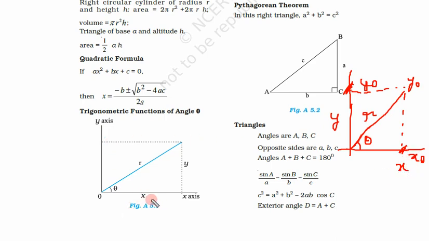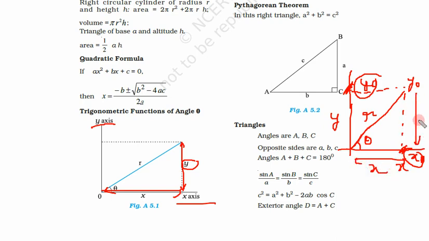Here they have shown it by x and y. So they have written y axis and x axis and they have shown this length as y and this length as x. So same thing I have written with y0 and x0. This length is x0, this length is y0. Same thing but with a different name.